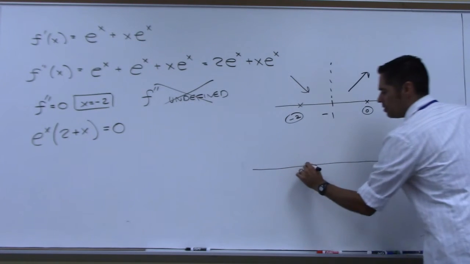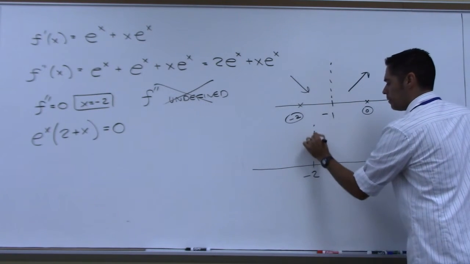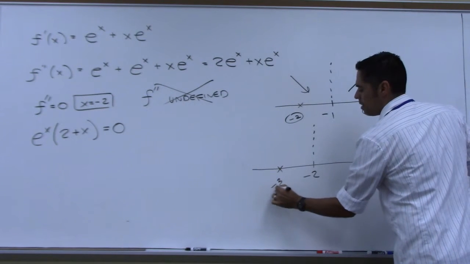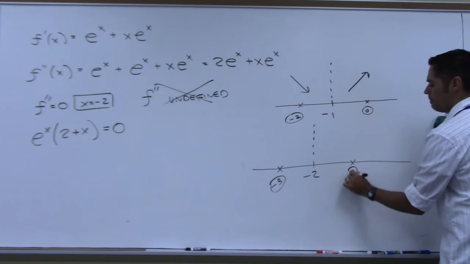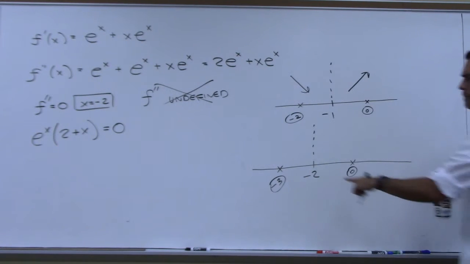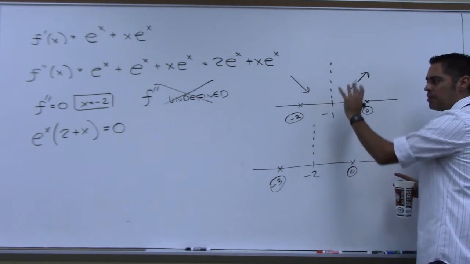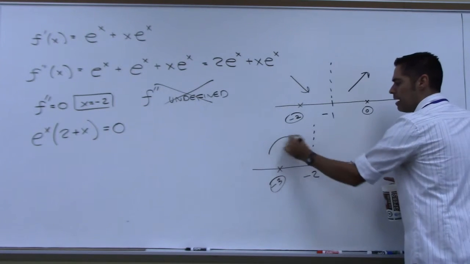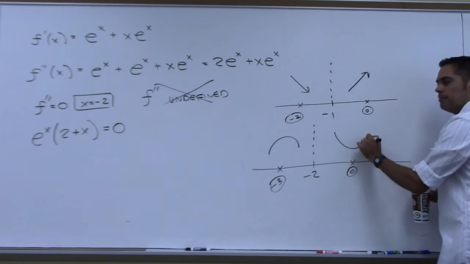But I have negative 2 instead of negative 1, right? Two test points, negative 3 and like 0 again. What are we going to get? Negative, so what should I put here? If I'm going to follow the trend of what I've been doing here, what should I put here? Concave down and then concave up.